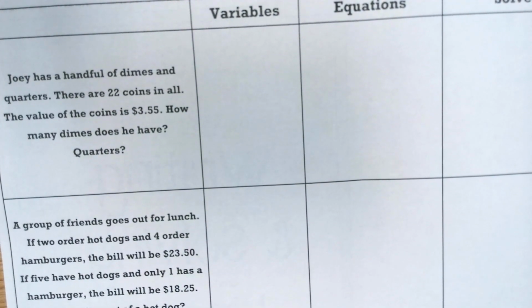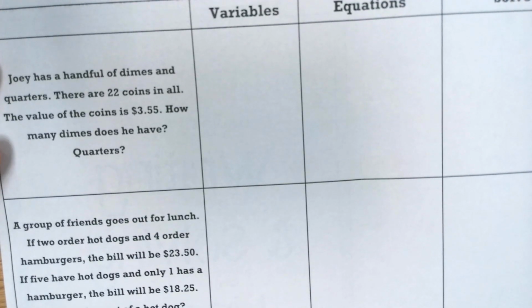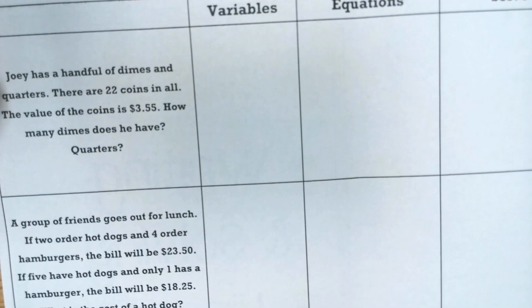Joey has a handful of dimes and quarters. There are 22 coins in all. The value of the coins is $3.55. How many dimes does he have? Quarters? Question mark. So let's underline or highlight the important information.